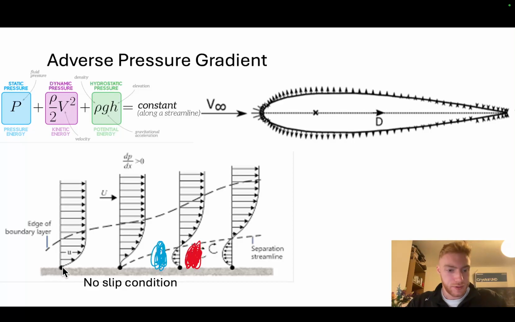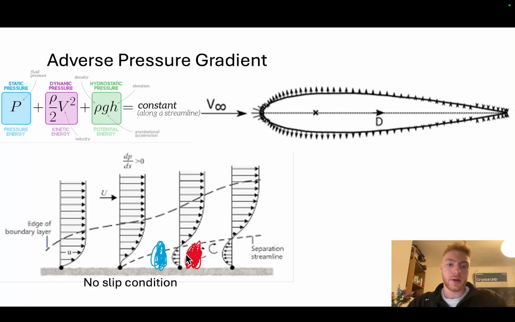But as it flows over, you can see the speed of the airflow is actually decreasing. It's getting slower. And as we talked about, if speed gets lower, pressure gets higher. So you start to get more and more pressure. So we take this point here, pressure here is high pressure, and you've got low pressure.